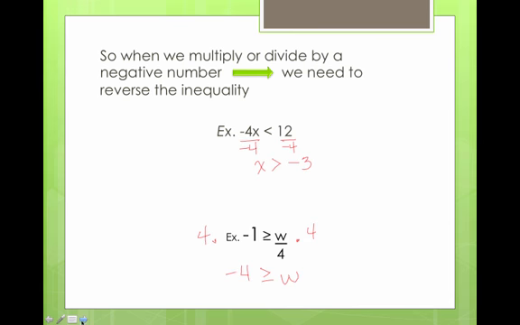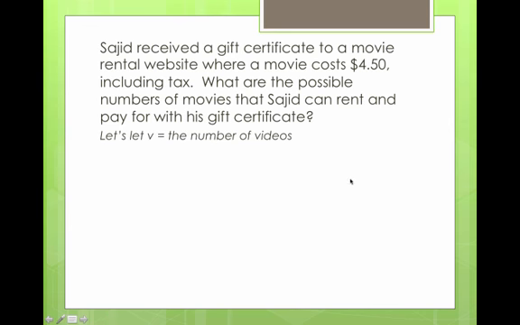All right, so never one to leave you without a real world example. I've got Sajid, who received a $25 gift certificate to a movie rental website, and each movie costs him $4.50, including tax. So I want to know how many movies Sajid can rent and pay for with his gift certificate. So we're going to let V be our variable, and that's going to stand for the number of videos. So I know that each video is going to cost $4.50.